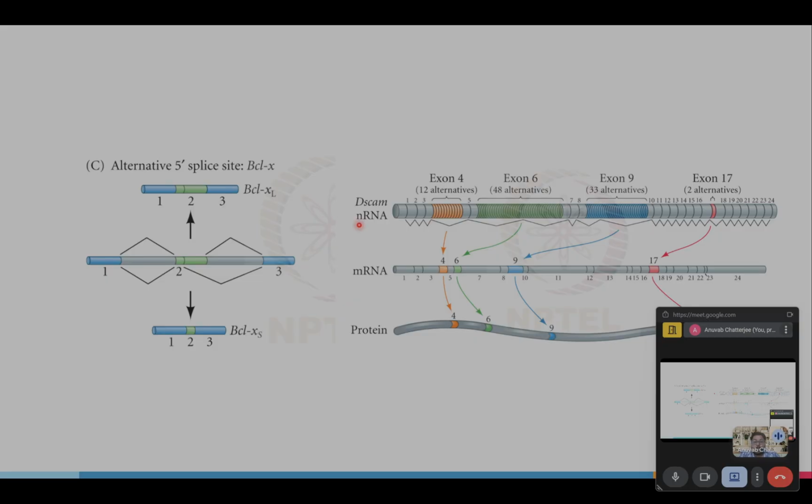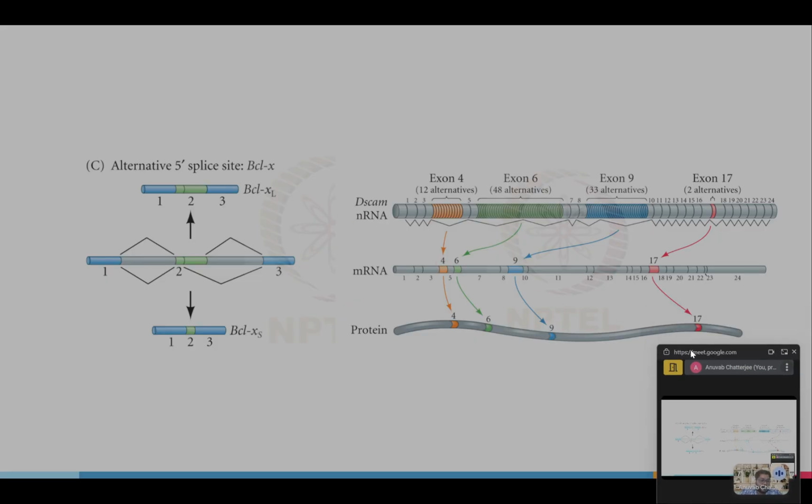And as we are talking about the functional diversity, or the different functional variants that the protein can form, the best example for it is known as Dscam. Dscam is a protein discovered in Drosophila, and in the case of Dscam, what happens is that it has a huge variety in which exon will finally be included in the mRNA, and then finally in the protein.